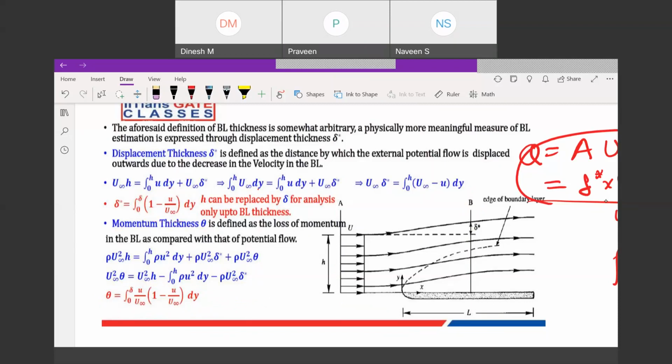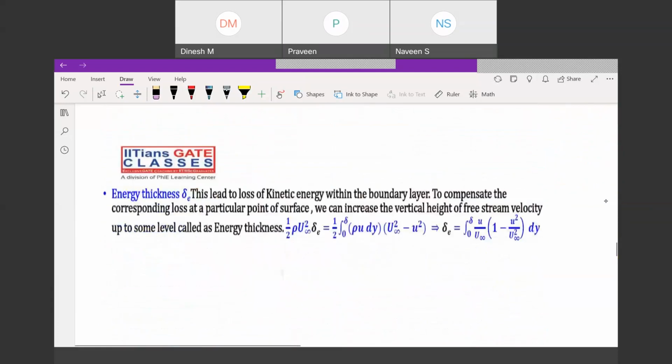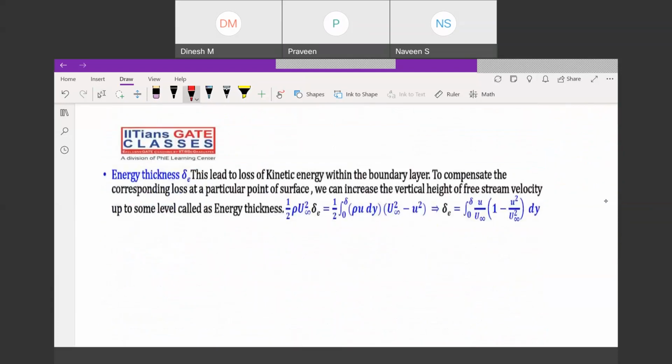Now the energy thickness, again same thing, here and here we'll calculate the energy. And in a similar way you can take the screenshot and you can read the equation. It is written in similar fashion. So energy also you can see here and here. You calculate and take the difference. The difference will tell you the loss of energy, that much you will have to shift. So for the energy thickness, you just take the square of this ratio u by u infinity inside this one.